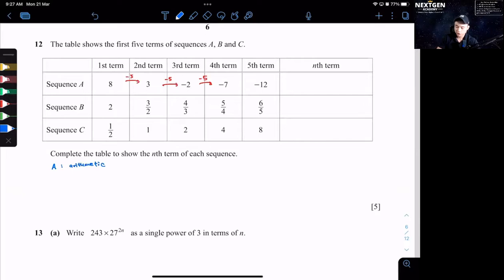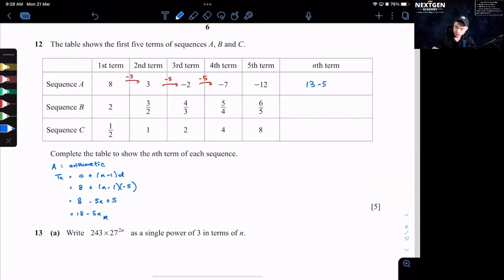For arithmetic sequences, I teach my students that you can straight away use this formula: a plus (n minus 1)d. Okay, a plus (n minus 1)d. a is the first term, so the first term is 8. Then n, you leave it as n. Then d is the difference, so in this case it's -5, as I wrote in the red color there. So what I get is 8 minus 5n plus 5, and then you get 13 minus 5n. So this is 13 minus 5n because it follows an arithmetic sequence.